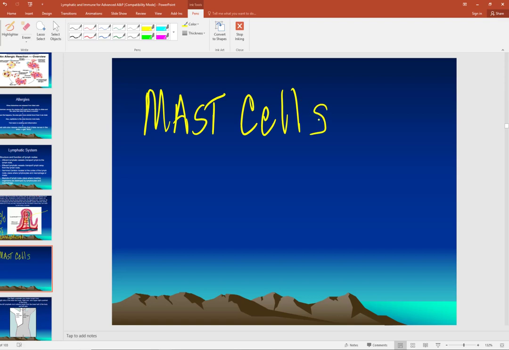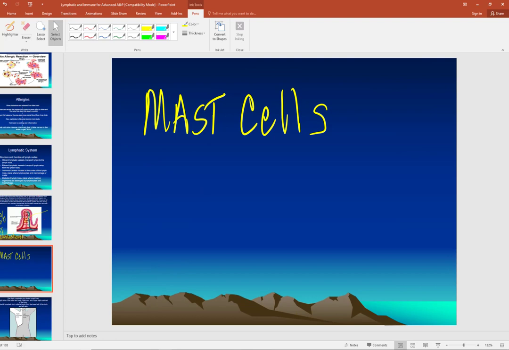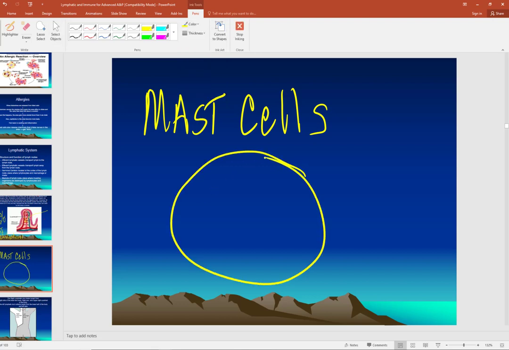Mast cells. Write this down. Mast cells are located in all tissues of your body. All the tissue of your body contains mast cells. And if it's a cell, does it have a cell membrane? Yeah. And inside mast cells, there are stored chemicals called histamines. You got me?